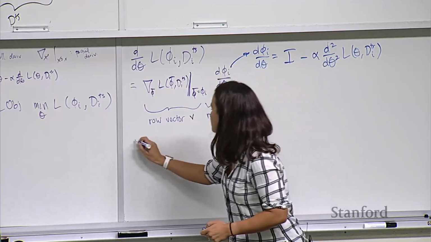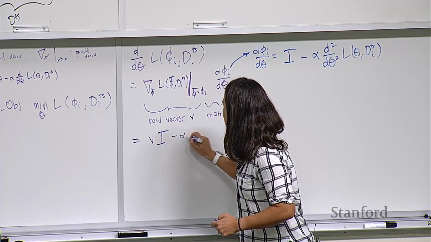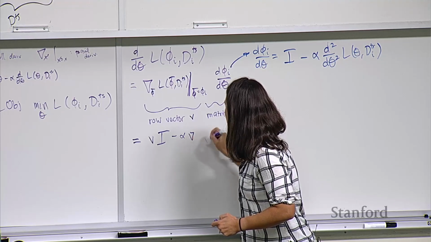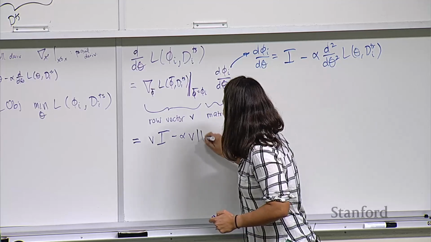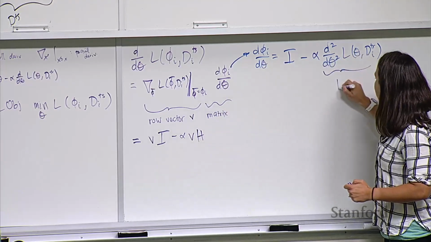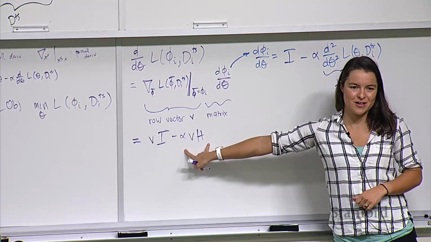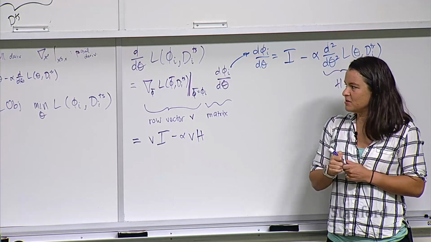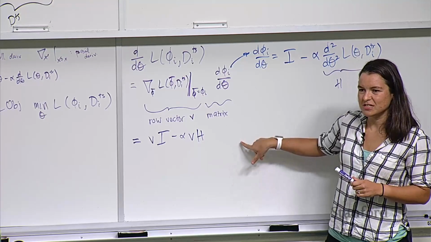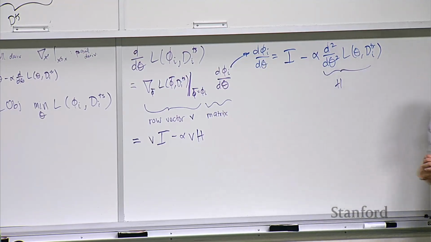this is equal to v times I minus alpha v, times h right here. So this is just the Hessian right here. And that's great because we then get a Hessian vector product right here rather than anything that has to do with the full Hessian. Can people see this? Is this too low? It's okay, okay, good.